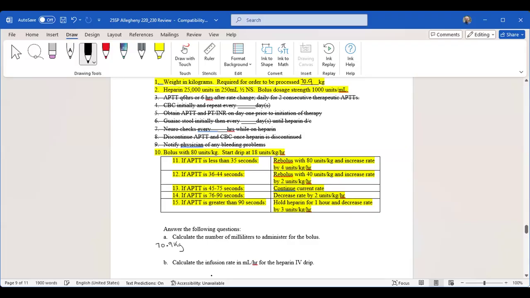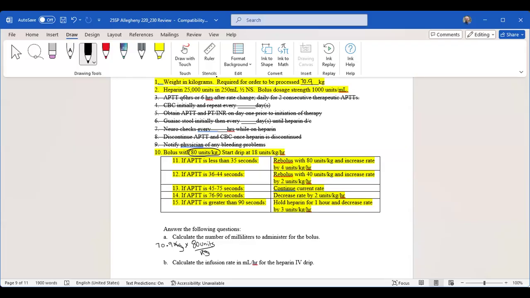Okay. Now, this question tells us to do a couple things. It says our bolus is 80 units per kilogram. That's why I was saying I don't need to keep it up at the top because this is getting cut off, but it tells us what to bolus with, 80 units per kilogram. So we're going to multiply this weight by 80 units per kilogram. That gets rid of kilograms.